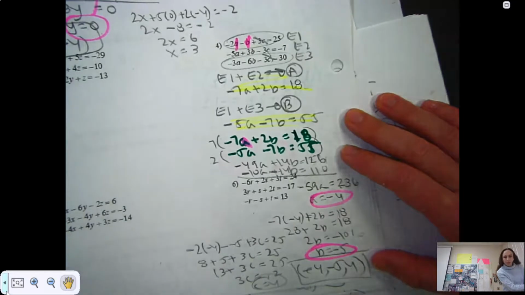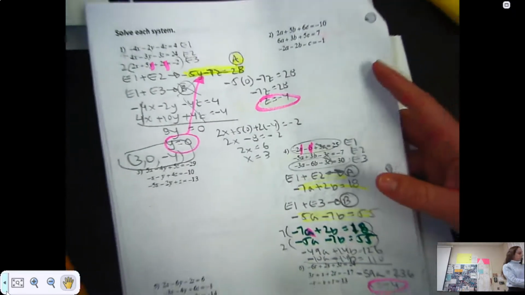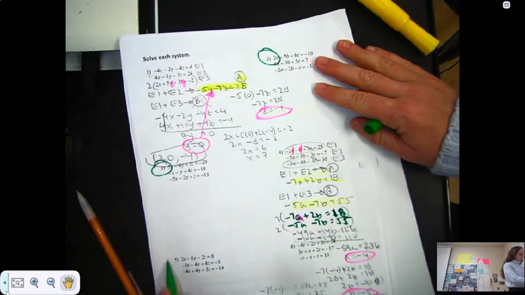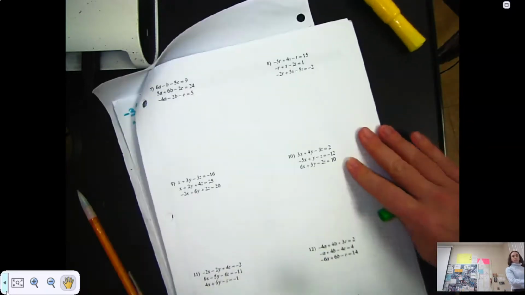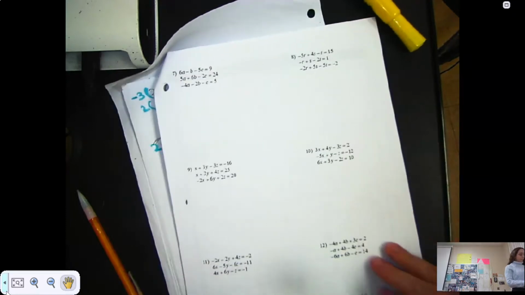There's my answer. Okay, I got 30 seconds to tell you what your homework is. Your homework is going to be to do number 2, 1, 2, 3, 4, 4 problems, and these ones right here. Okay, so you've got a total of 10 problems, and all the answers are at the bottom.